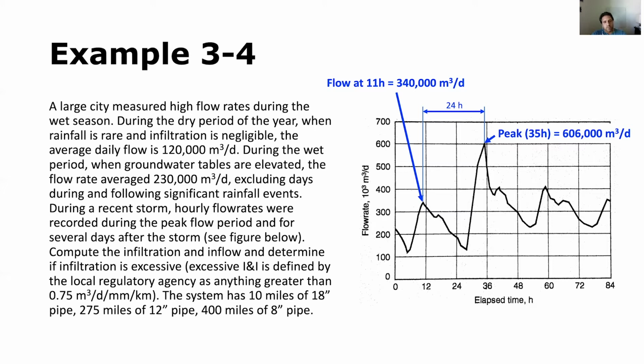Now, during a recent storm, the hourly flow rates were recorded during the peak flow period and for several days after the storm. And those flow rates are shown in the figure here to the right. Compute the infiltration and inflow and determine if infiltration is excessive, where, let's say, excessive infiltration inflow is defined as anything that's greater than 0.75 cubic meters per day per millimeter of pipe diameter per kilometer of pipe length. So assume that the system has 10 miles of 18-inch pipe, 275 miles of 12-inch pipe, and 400 miles of 8-inch pipe.